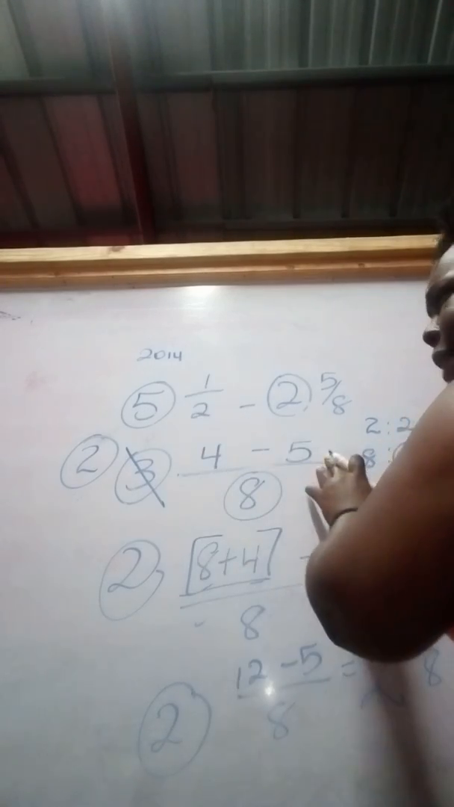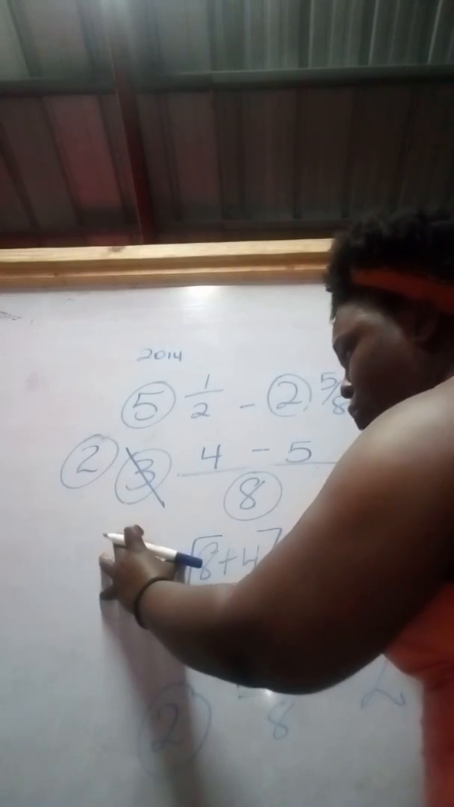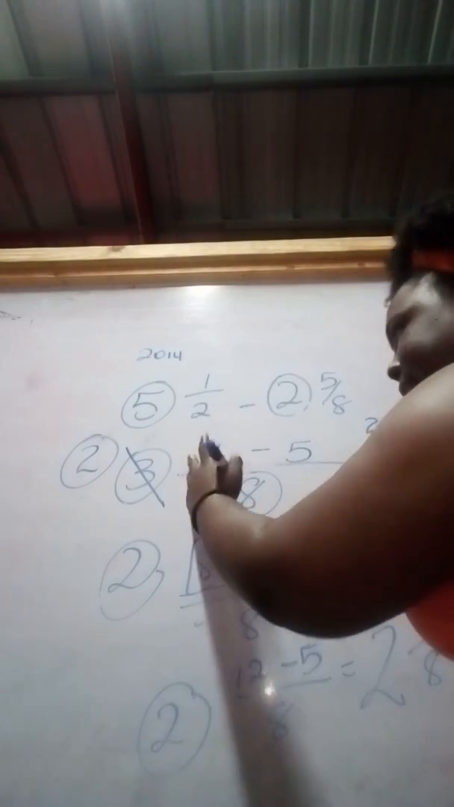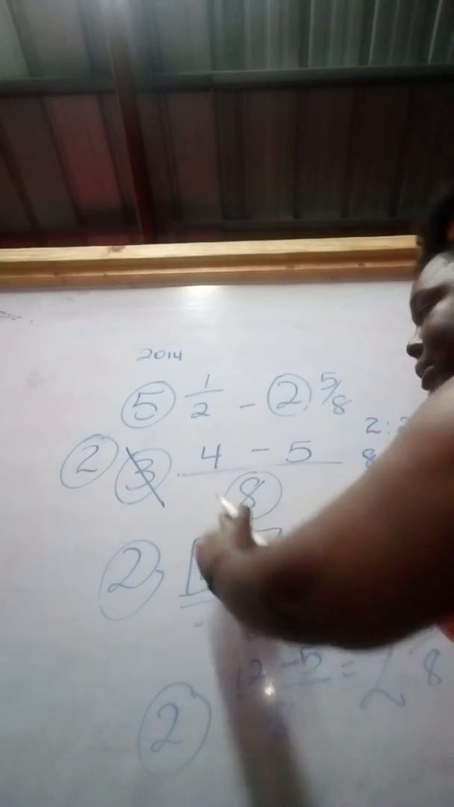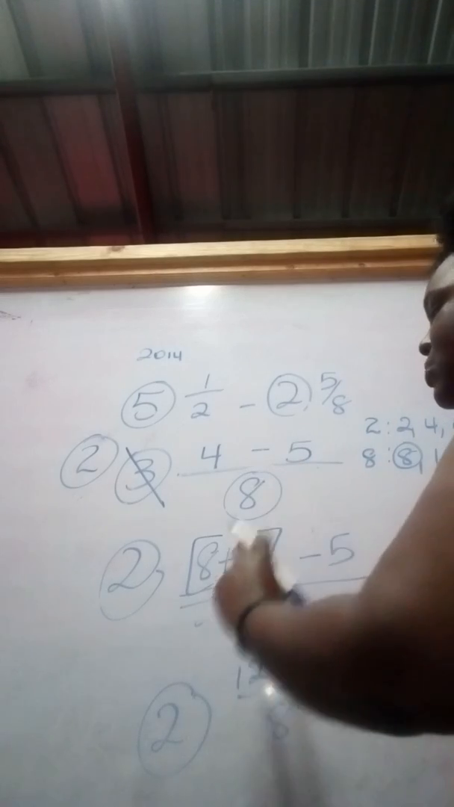4 cannot take away 5, so we borrowed 1. When I take that 1, I'm left with 2 wholes, right? And that 1 I took, I have to cut. It's not 1 I add, and I have to cut it up according to the denominator. The denominator is 8, so I'm cutting it up into 8 parts, okay?